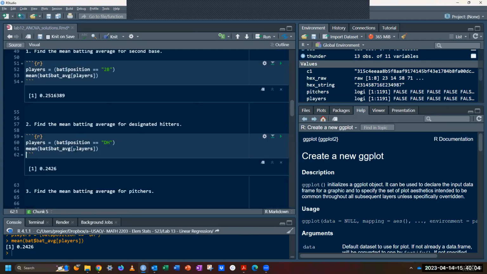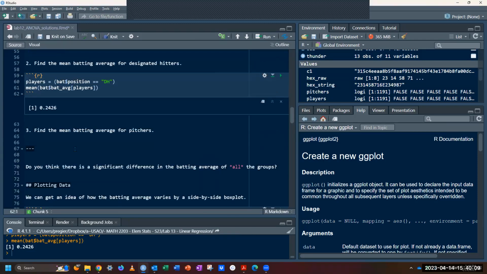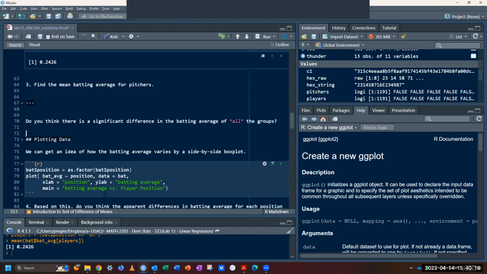The real question is, is this a statistically significant difference? Does it appear to be different enough based off the sample we have? So just by looking at the data, do you think there's a difference?